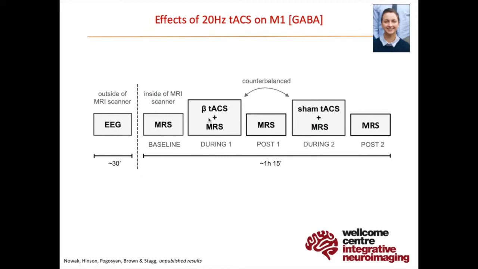And so what she did was record individuals' intrinsic beta activity using EEG, and record the frequency of that outside the scanner. So she got them just to do a very simple motor movement and looked at the peak frequency that each individual subject had. And then in the scanner, we did some baseline spectroscopy. We looked at MR spectroscopy during application of either real 20 hertz stimulation or sham, and then we did some post measures.